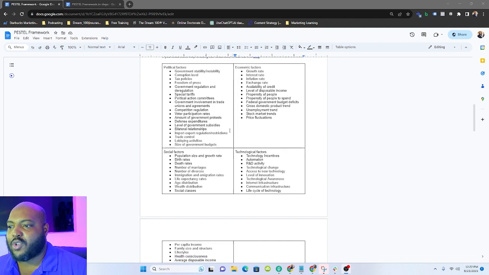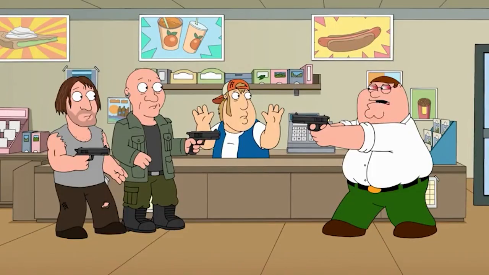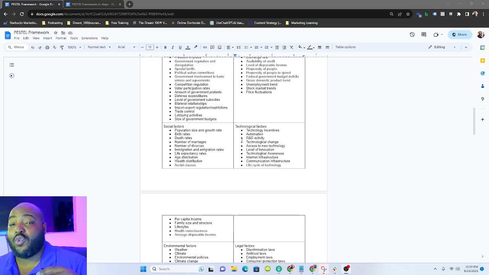Then you have social factors, so population size, death rates, right? If you sell vacations, death rates could be a big deal, right? If everybody's dying, and it's not funny, right? If everybody's dying, they're probably not planning vacations. Everybody dies. Okay? But if you're a funeral home or you sell insurance policies that cover death benefits, the increase in death rates could mean that your business is going to get a surge of potential clients.